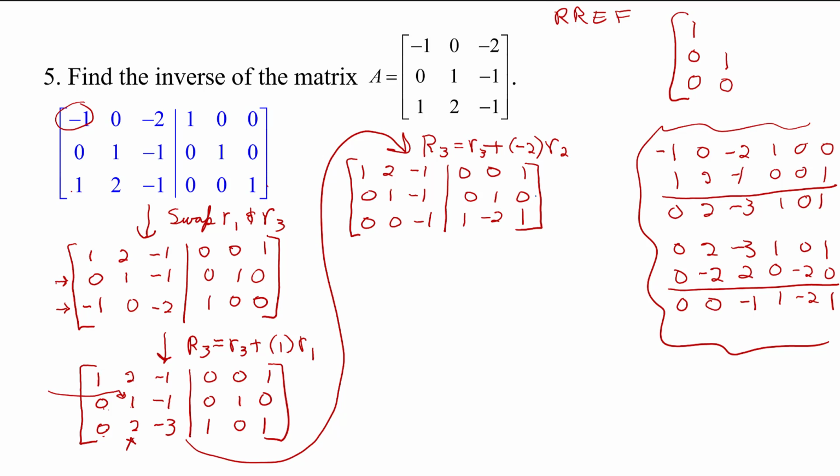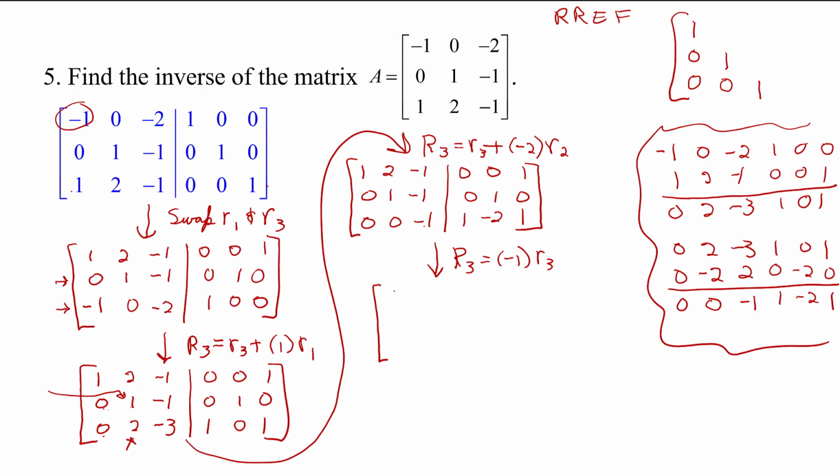Okay, and let's see. The next thing I want now is in the third row, the third column, I want a 1. Okay, so far we're doing exactly what we did with row echelon form. And so that's easy enough here. I have a negative 1 currently in that position where I want a 1. So I just am going to get a new row 3 by taking negative 1 times my old row 3.